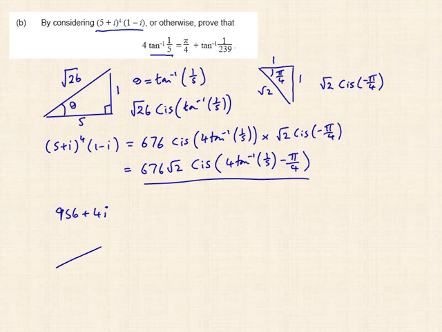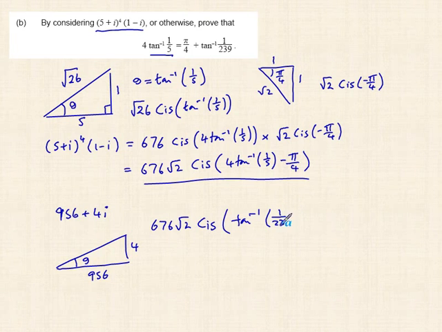If we consider that, then this is 956 plus 4I. If we do the square root of 956 squared plus 4 squared, we do find that we get 676 root 2, but this time it's cis inverse tan of 4 over 956, which is the same as 1 over 239.